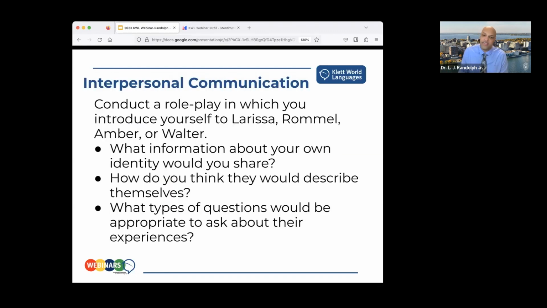So an interpersonal communication activity that I would have my students do is conduct a role play in which they introduce themselves to one of these individuals, or one of the people that they chose themselves from their own social media search. What would they share about their own identity? What do they think the people would describe about themselves? What types of questions would be appropriate in a conversation to ask about experiences? If you were curious, how would we go about doing that?